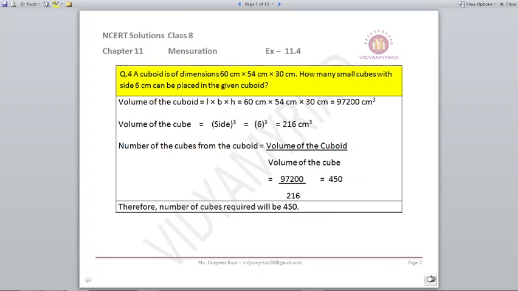Now we need to find out how many small cubes with side 6 cm can be placed in the given cuboid. So volume of the cube is side cube, which is 6 cube, that comes out to be 216 centimeters cube. Now to find out the number of cubes, in order to form the cuboid, what we will do is volume of the cuboid, which we have just found, divided by the volume of the cube. When we do, we will get the number of cubes. That means 97,200 divided by 216, that gives us 450 cubes that will be required.